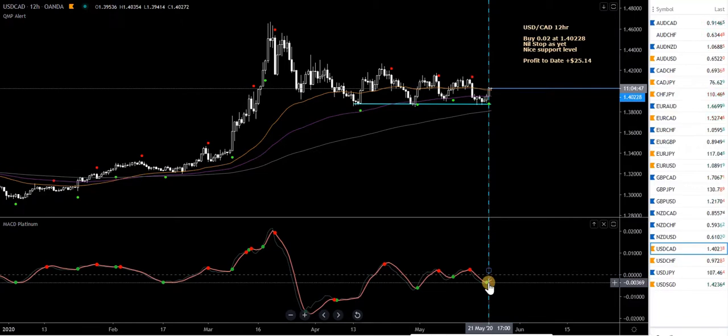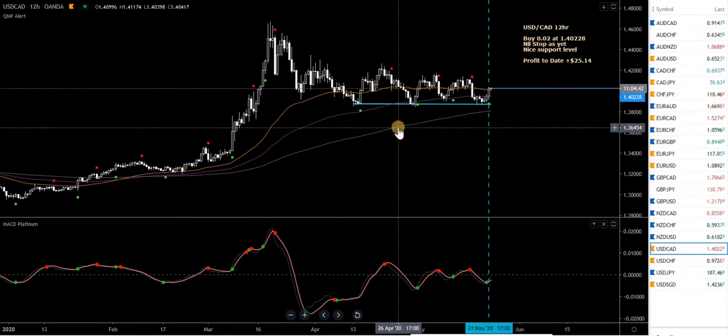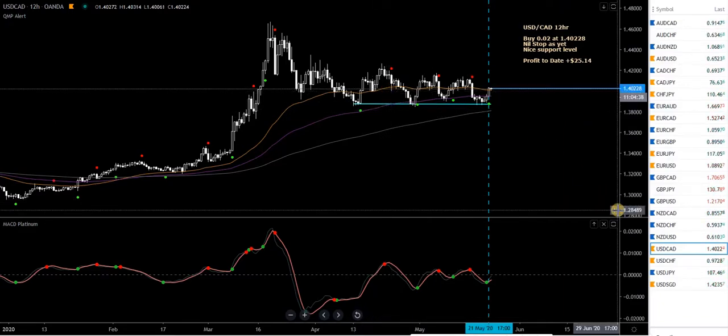MACD Platinum's not that far below the 0 level. There are enough MAs, which is a 240 LMA, 100 EMA and a 50 EMA. Not looking too bad, so we took a buy there. USD Swiss franc.